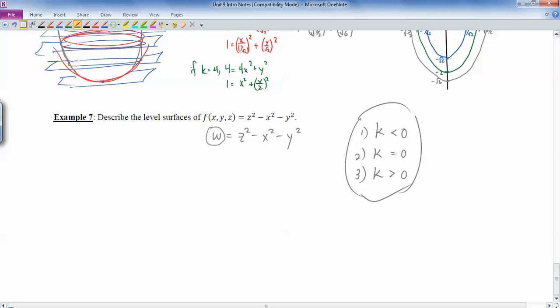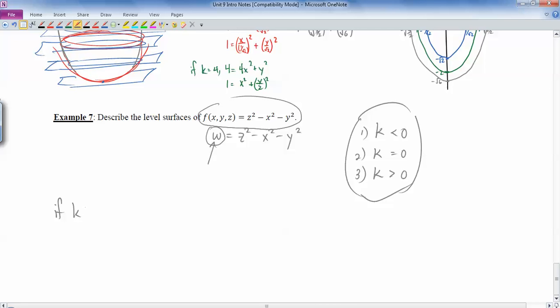Okay. So if you set w equal to a specific constant k, then you're going to get 3D shapes. So the idea of this whole function is that you get kind of, it's almost like a 3D shape that's changing depending on what you're plugging in. So let's look at what happens.